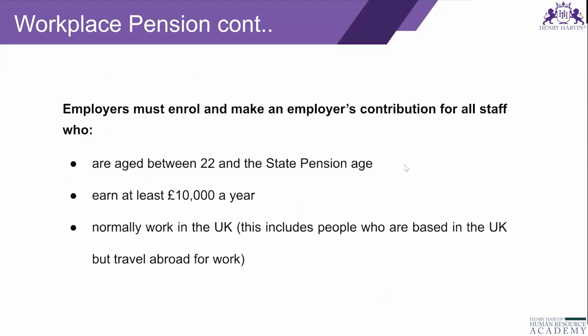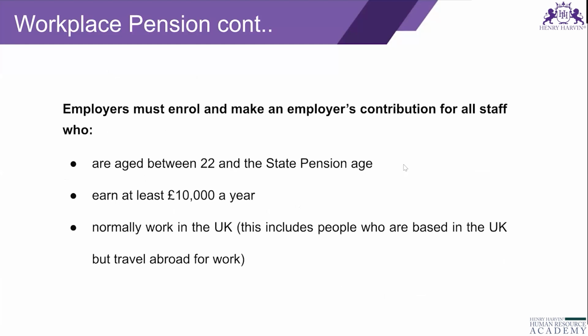Okay, then these are the criteria that I already told you. Employers must enroll and make an employer's contribution for all staff who are aged 22 and the state pension age, which means the retirement age. So after retirement, no one goes to invest in pension. Okay, so 22 to state pension age.